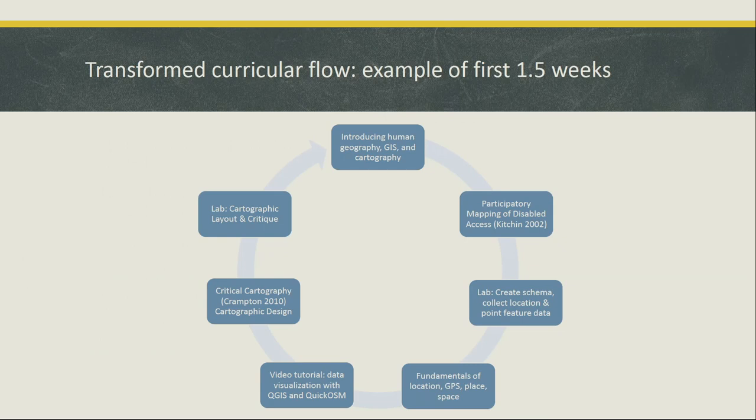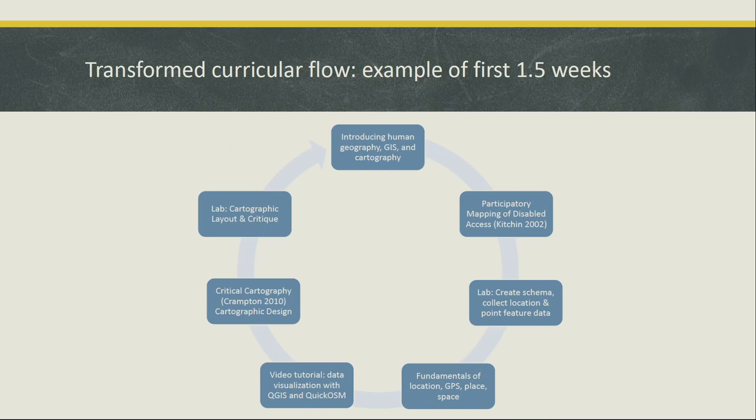Then in lab, students worked together to create a data schema that would allow them to create a map similar to the one that they read. They implement that in Google Forms, and then they go out on campus with mobile phones and fill in the data of points that they observe on campus representing disability access. On Thursday, we go over some of the more fundamentals of measuring location using GPS, what is place and what is space, these fundamental human geography and GIS concepts.